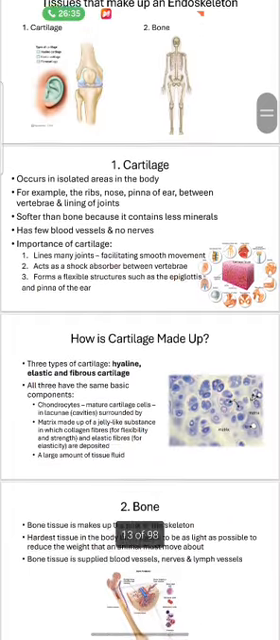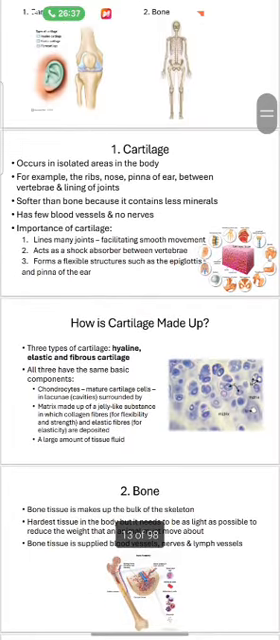Importance of cartilage. Lines many joints, facilitating smooth movement. Acts as a shock absorber between vertebrae and forms a flexible structure such as the epiglottis and the pinna of the ear.